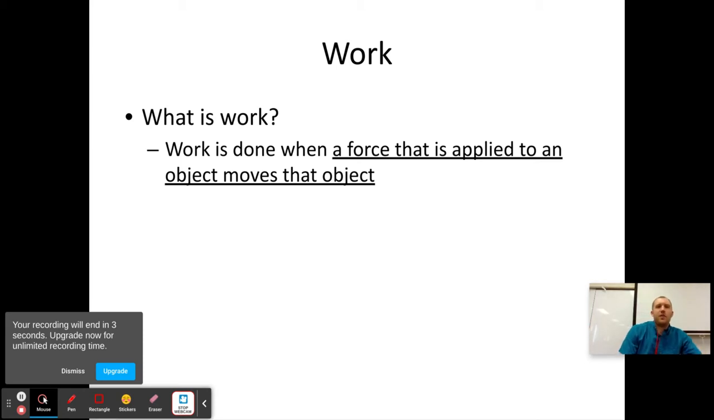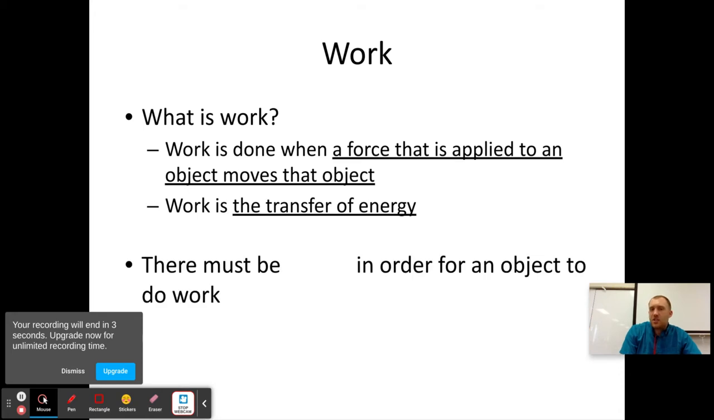So work is how force is applied to an object that actually moves it. Work is a transfer of energy. So when we talk about doing work, actually like physical work, not like mental work like you are doing right now, but physical work of moving your pencil, there must actually be motion. It must actually move in order to do that work, in order for energy to be transferred.